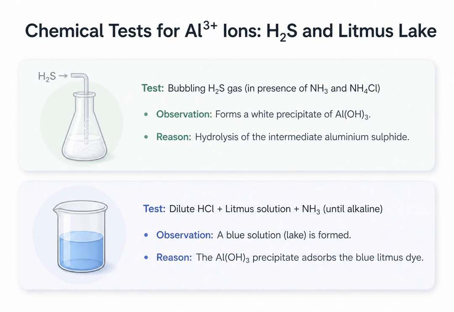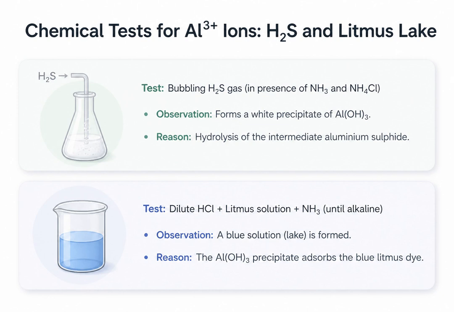Continuing with our qualitative analysis, if you bubble hydrogen sulfide gas through an aluminum solution in the presence of ammonia and ammonium chloride, you might expect a sulfide to form. However, you actually get a white precipitate of aluminum hydroxide. This occurs because any aluminum sulfide that tries to form is immediately hydrolyzed by water back into the hydroxide.